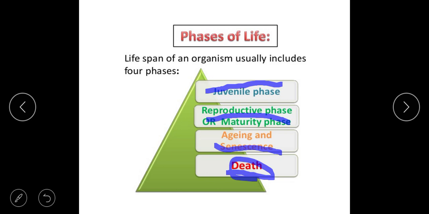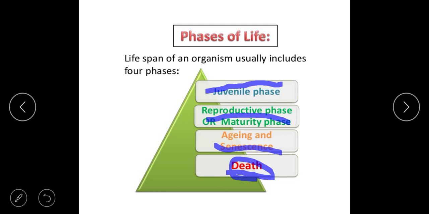Juvenile phase. You can compare this with the puberty stage or the adolescence stage also. This is a stage prior to the reproductive stage, when vegetative development takes place. In plants, normally only vegetative growth is seen, no flowering.